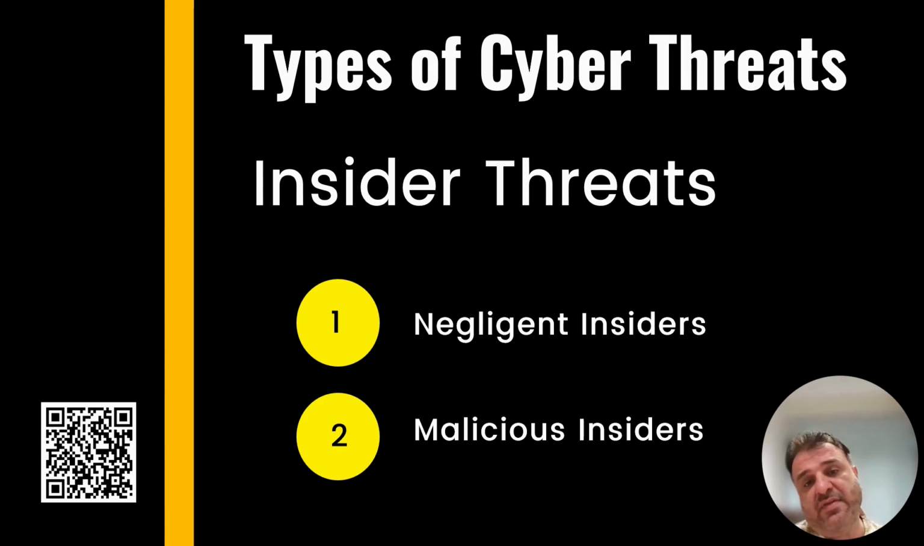Malicious insider means employees intentionally harming the organization, but negligent insiders are employees accidentally exposing the system to risk. As a real-world example, a former employee of Tesla attempted to sabotage their system in 2020.